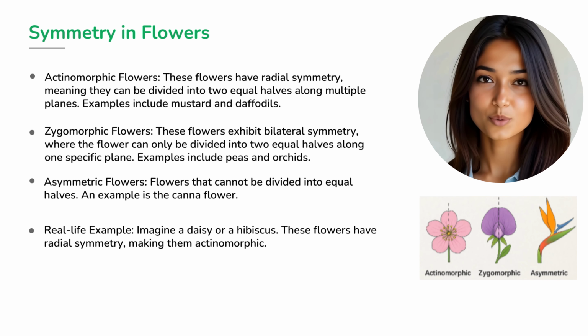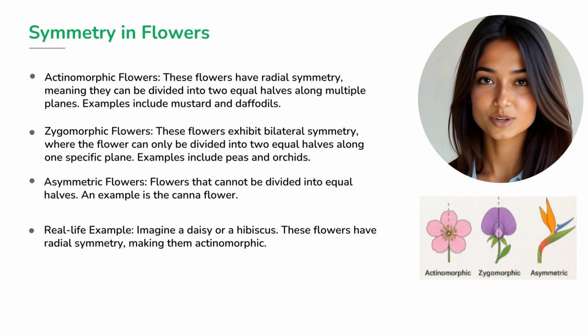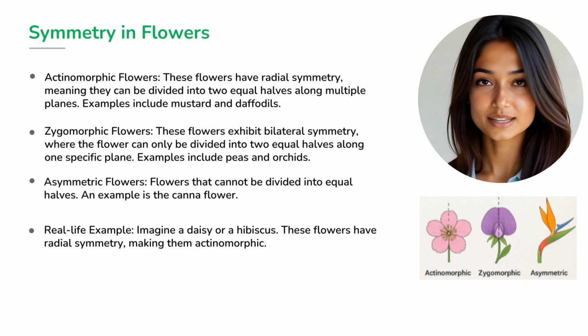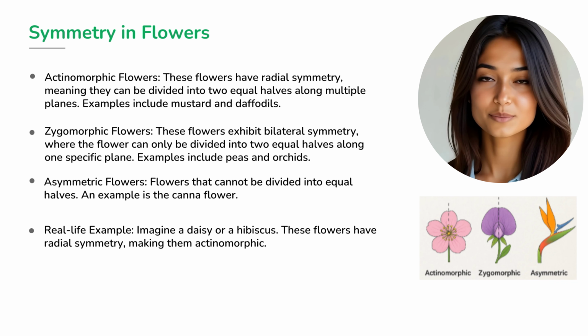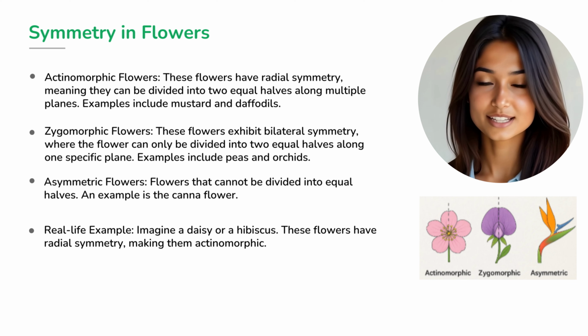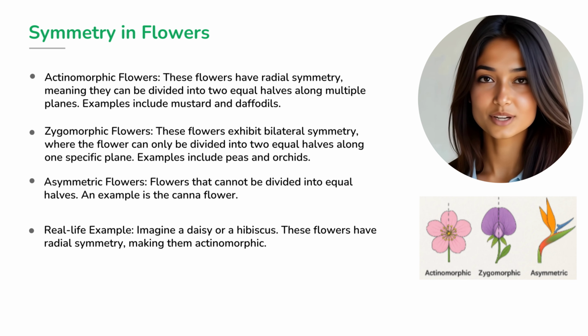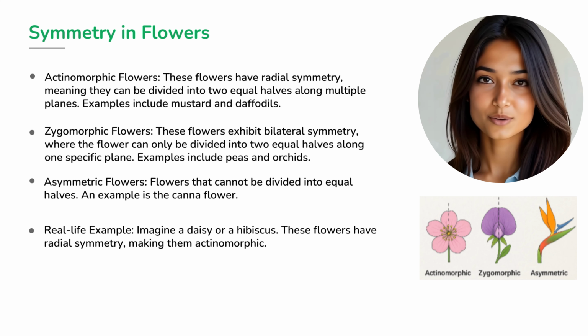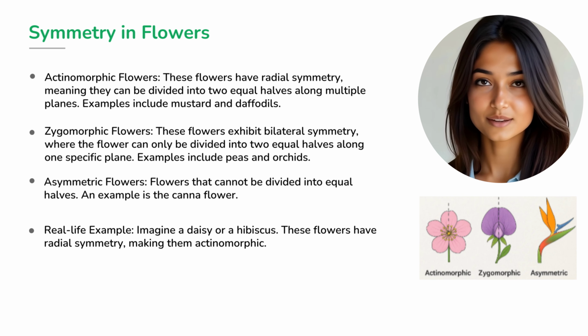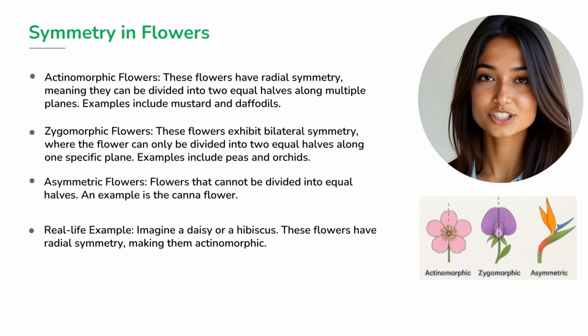Now let's take a moment to appreciate the symmetry of flowers. It's not just about beauty, but also about efficiency. Flowers can be categorized based on their symmetry, and this plays a big role in how they are pollinated. If a flower can be divided into two equal halves along multiple planes, it's called actinomorphic or radially symmetrical. Think of the classic daisy or hibiscus flowers. You can slice them in many directions and still get matching halves.